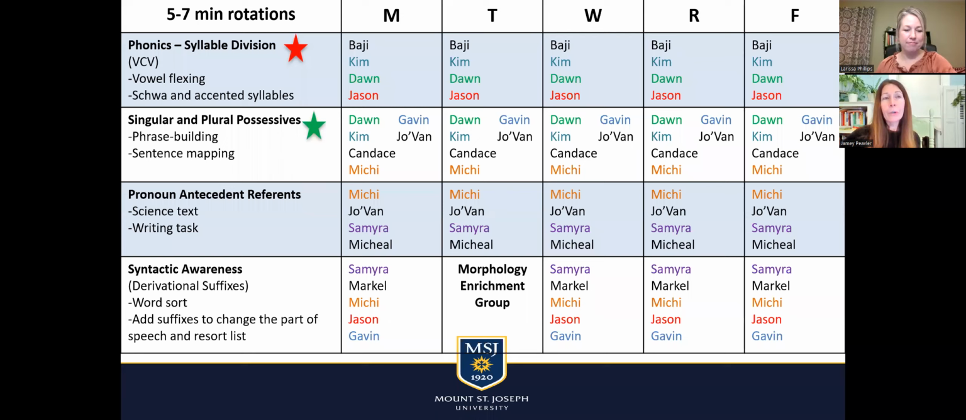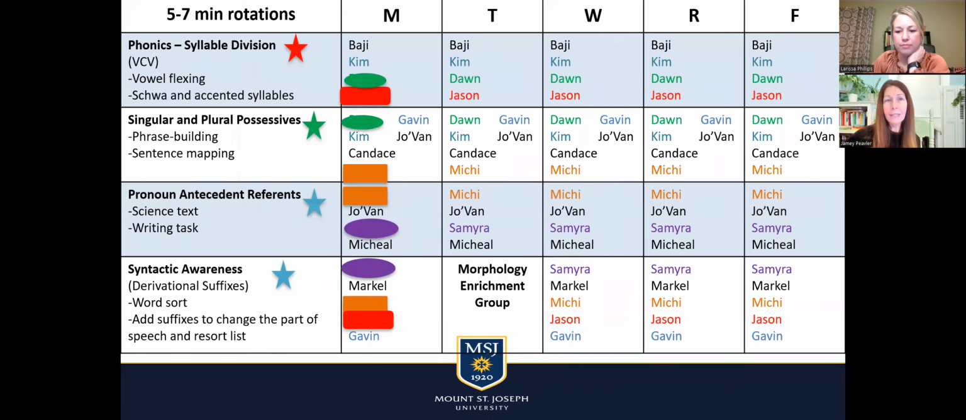We also have a group that's working on other language comprehension pieces. And so we've got singular and plural possessives that we're working on. They're having difficulty in their comprehension and in their writing. And then our other syntactic awareness and deconstructing sentences for meaning groups. So again, take a look at how some of these students are appearing in more than one group based on their data. And when my intervention is focused on a specific skill, it can and will be brief, because that skill only is what we're working on.